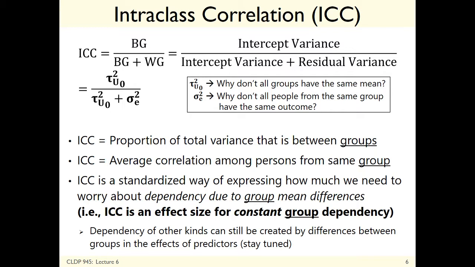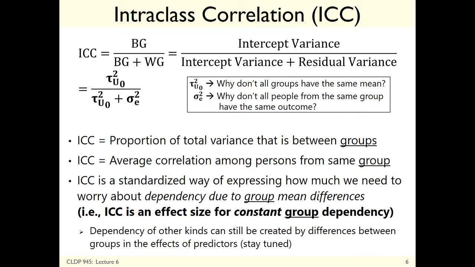So intraclass correlation, we said it's the proportion of variance that's between, right? Still true, but now it's between groups. It's also the average correlation of people from the same group. And it is still an effect size for how much of our variation is due to group dependency in the intercept. Some people like to look at this number and make up rules for at what point you need to care. Like an intraclass correlation of 0.05 or bigger needs a multi-level model, but anything less than that doesn't.